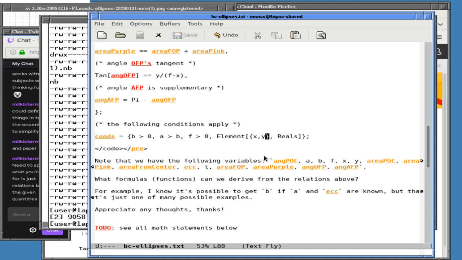I guess, yeah, because angle POC, oh, brother. I mean, I know more about angle POC than just that it's in the reals, but I think I don't actually care, right? Because I don't care if angle POC is negative. I don't care if you want to give it as a multiple of 2 pi. A, B, F, X, Y, area, oh, okay, hang on. No. Area POC definitely is an area.